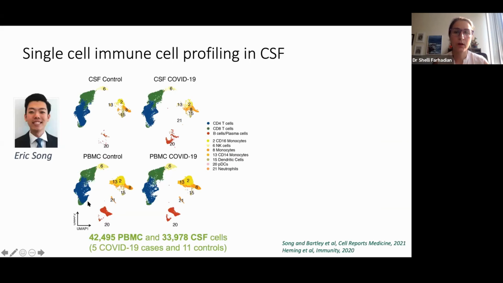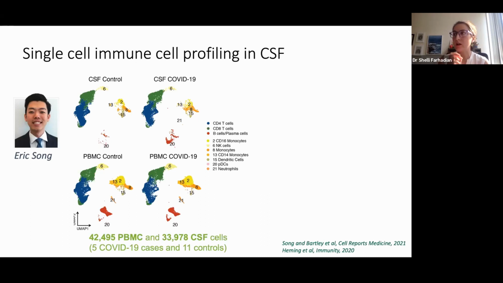So the first thing we did was take the blood and the CSF, isolate the cells, and through single-cell RNA sequencing, characterize the immune cell landscape in these 2 tissue compartments during acute COVID-19. So what I'm showing you here are the immune cell populations that we uncovered in the CSF from the controls, the CSF from COVID-19 patients, and the peripheral blood from controls and COVID-19. And I want to highlight that this work was led by an MD PhD student, Dr. Eric Song.